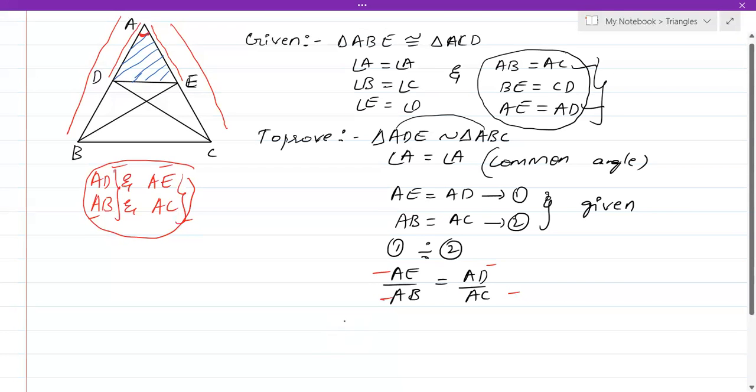Therefore, triangle ADE is similar to triangle ABC using SAS criteria.